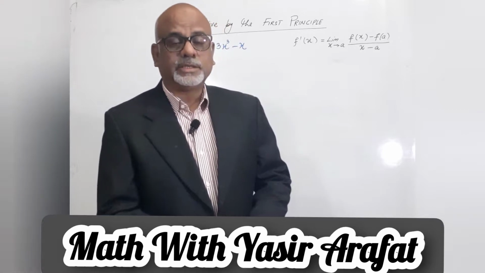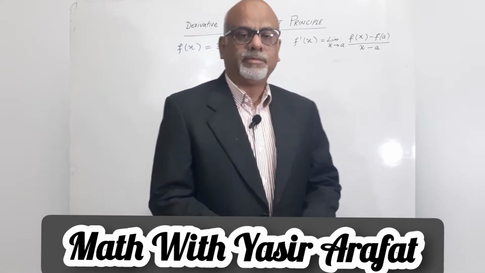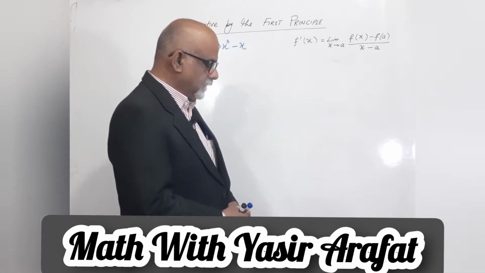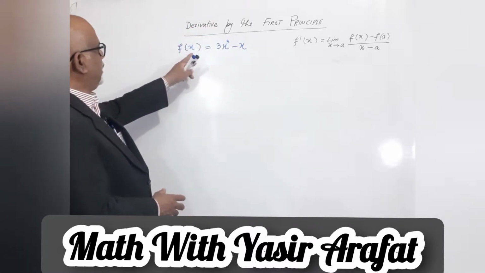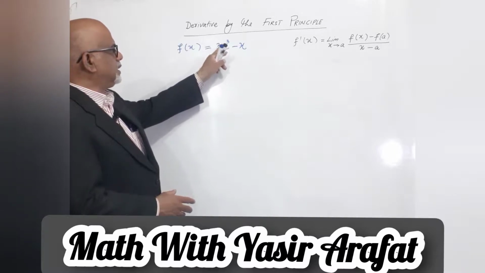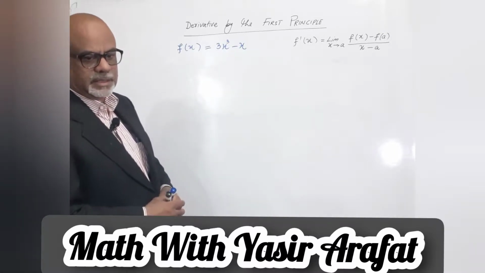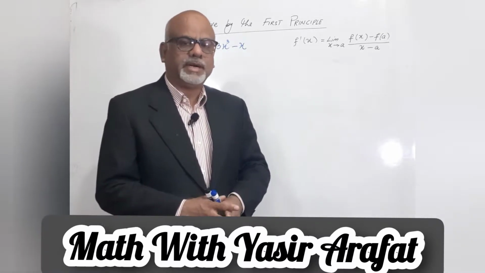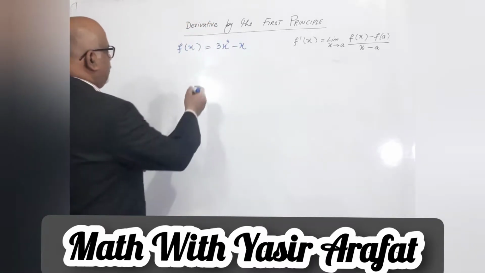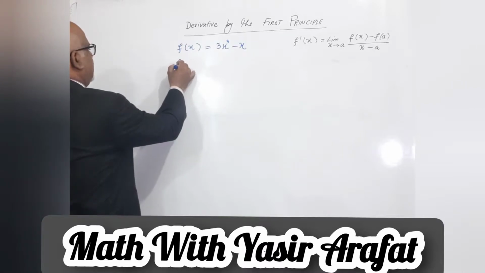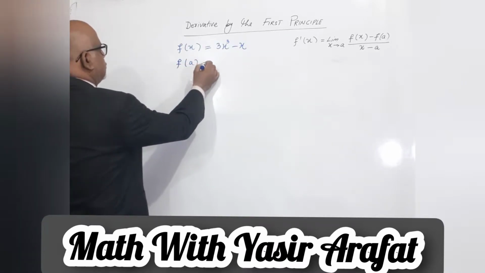We have a third lecture to find out the derivative by using first principle of algebraic functions. Here, f of x is given to you as 3x cubed minus x. We have to find out its derivative by using first principle. So first we have to find out f of a. We have to put x is equal to a.